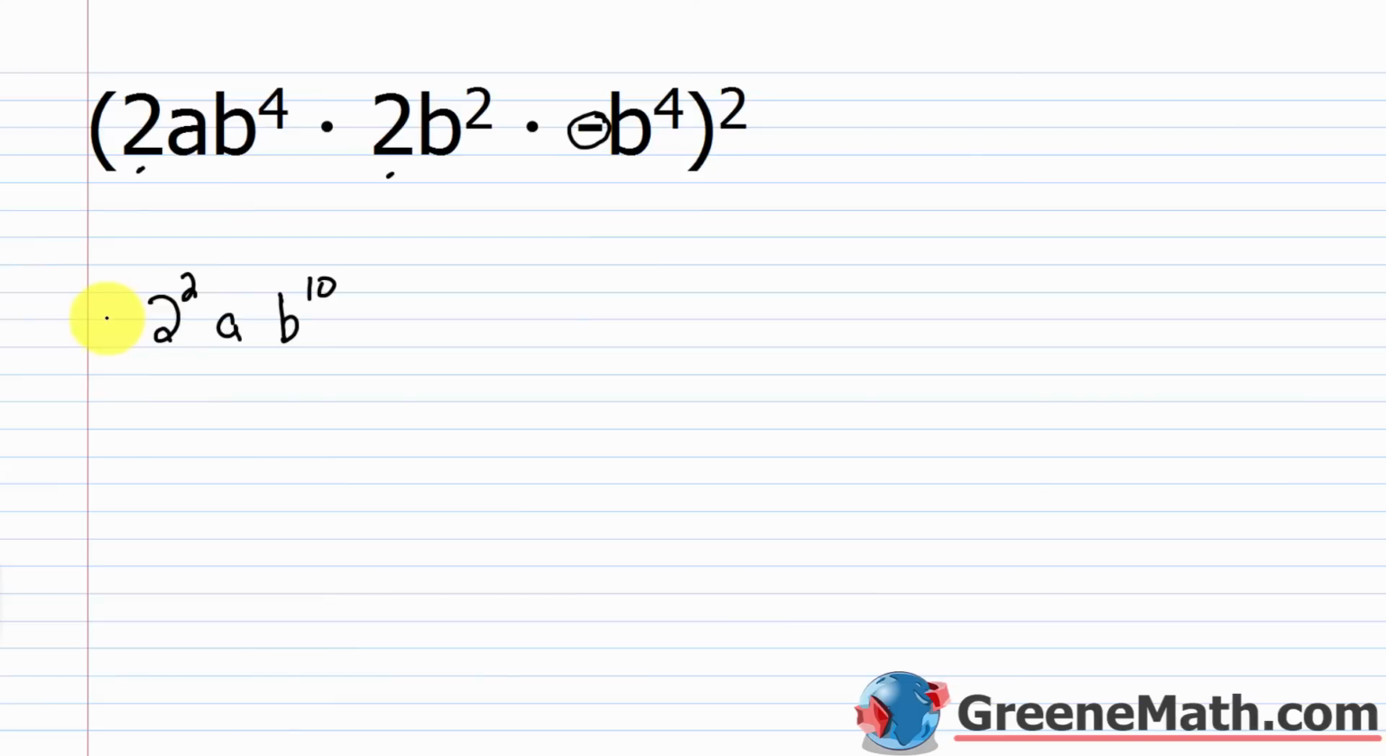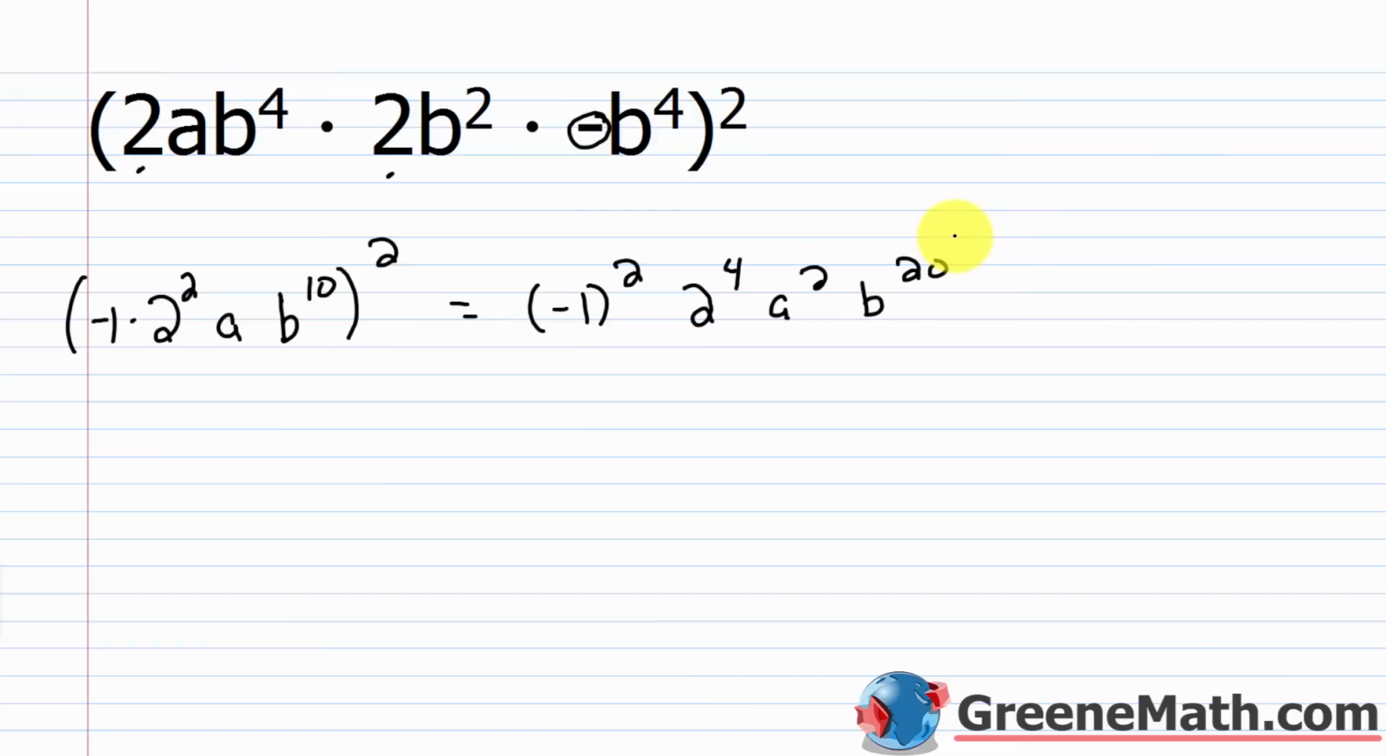And then I would just have this negative that I would put out in front as negative 1 times. So then enclose this inside of parentheses and say this is squared. And really just everything would be raised to the 2nd power. So that negative 1 would be raised to the 2nd power. The 2 squared would be raised to the 2nd power. So 2 squared raised to the 2nd power would be 2 times 2, which is 4. A would be raised to the 2nd power, so that's a squared. And b to the 10th would be raised to the 2nd power. So b stays the same. 10 times 2 is 20. So you get the same answer. Once you simplify this, negative 1 times negative 1 is 1. You'd have 2 to the 4th power, a squared, b to the 20th.